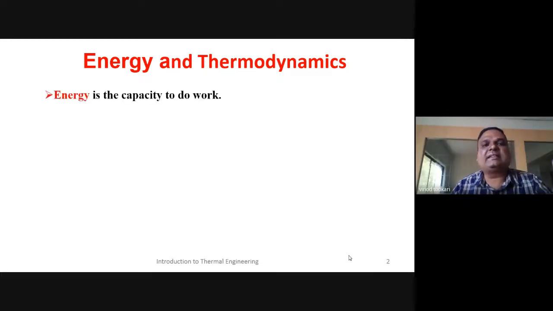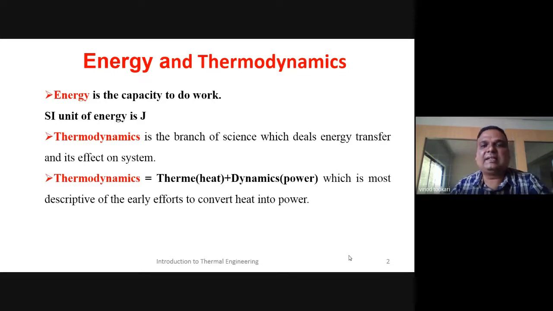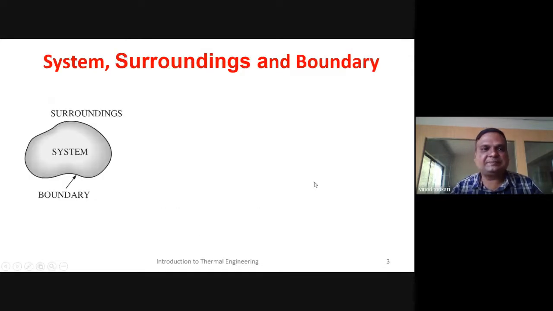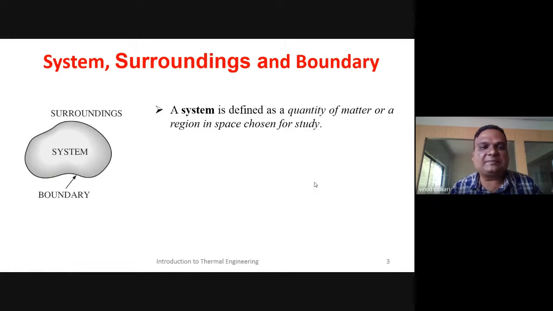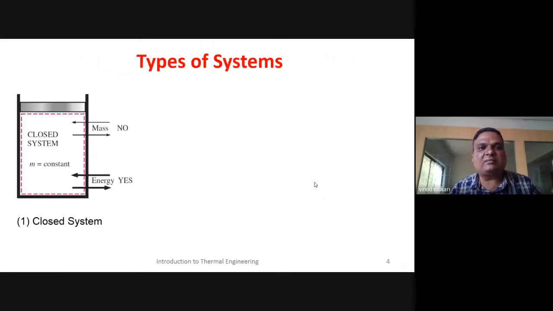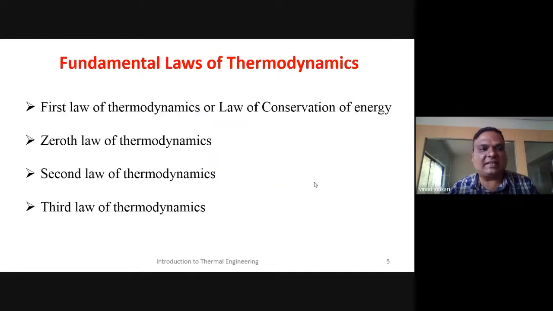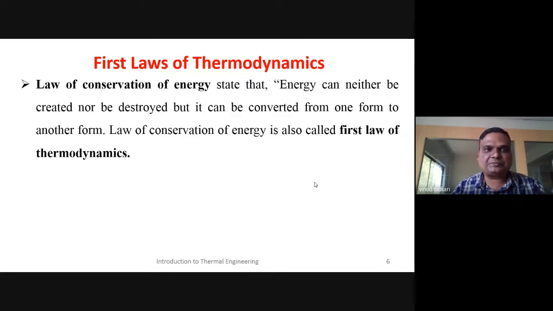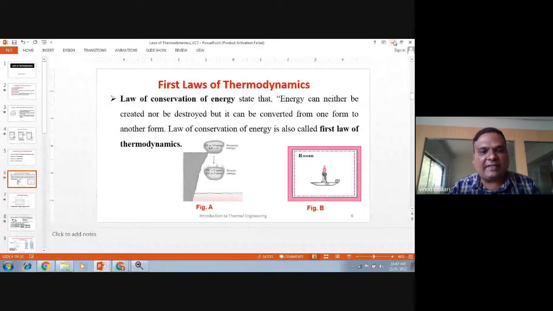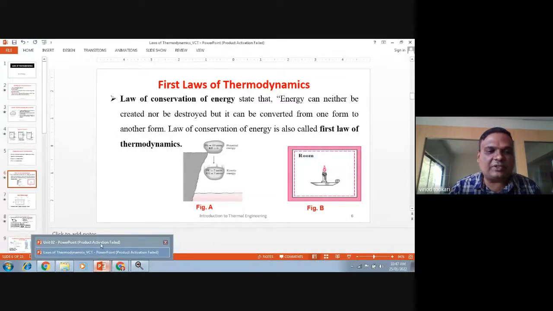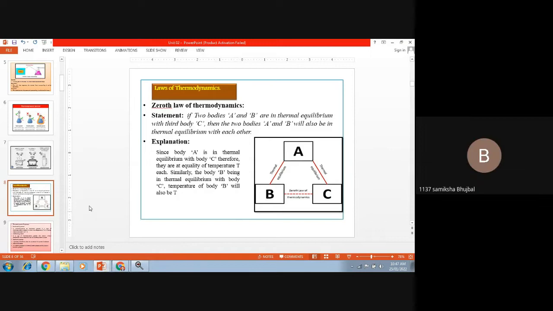Now see, what is energy? Energy is the capacity to do work. The unit of energy is joule. We have discussed what is thermodynamics, interactions between heat and work. We have seen what is system, what is surrounding, and what is boundary. We have seen types of systems like open system, closed system, and isolated system. I have prepared two PPTs. This PPT is exclusively for laws of thermodynamics. Tell me very honestly, any difficulty in the zeroth law of thermodynamics?